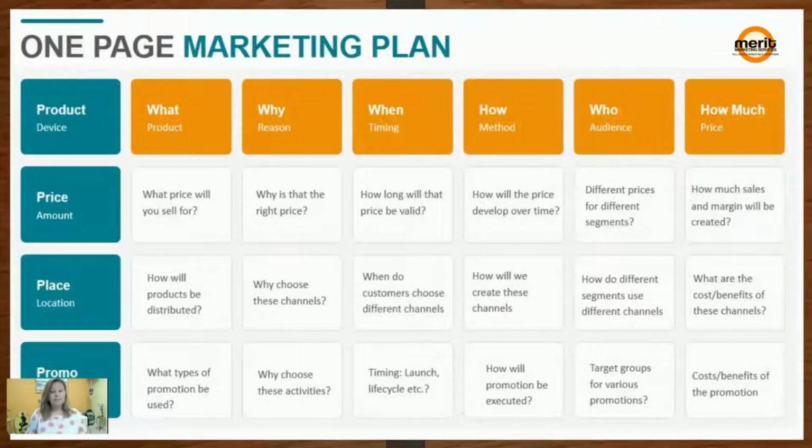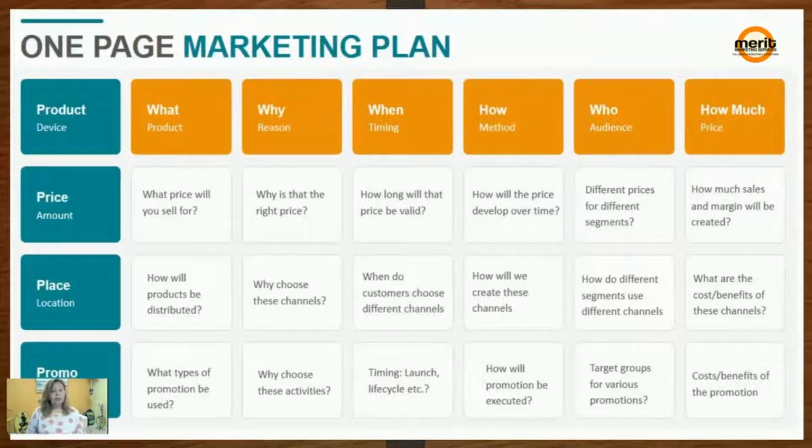How will that develop? And are there different prices for different segments? If we see that we're in different locations or different times, maybe there are different prices. And how much sales margin will be created if we choose one of the price points over one of the others? Moving down to place and location, how will the products be distributed?